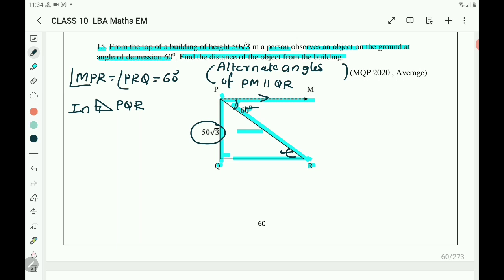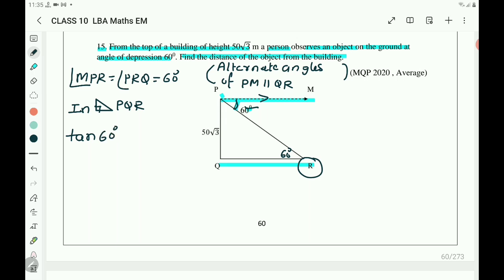Height of the building is given. For angle R, here angle R is 60 degree. For angle R, PQ is the opposite side and QR is the adjacent side. Which trigonometric ratio is having opposite side by adjacent side? That is tan theta. Then you take tan 60 degree.